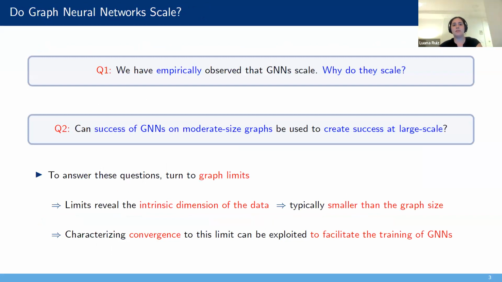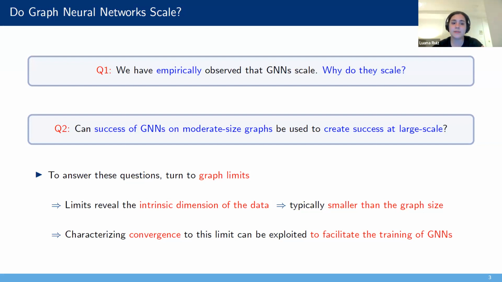So the two questions that have guided my research are the two questions here on the slide. We have empirically observed that GNNs scale, meaning that when we have a GNN that has been trained on a small graph and we transfer its weights to a large graph, we see that it does not perform perfectly, but reasonably well. And so I wanted to understand the mathematical or theoretical reasons for why that is the case. And second, can we then use the success of GNNs on moderate-sized graphs to create success at a large scale? And I'll be more clear about this point later on in the talk.